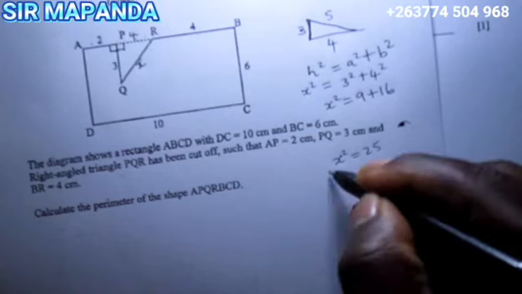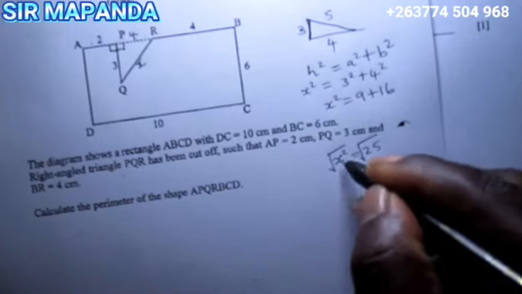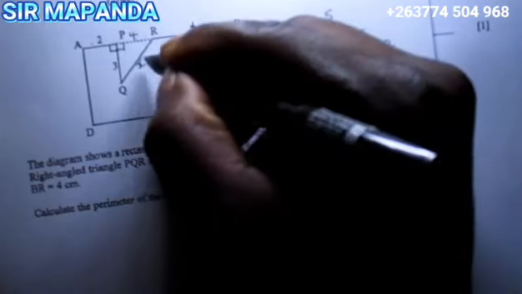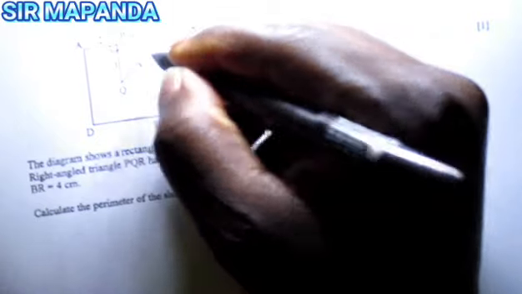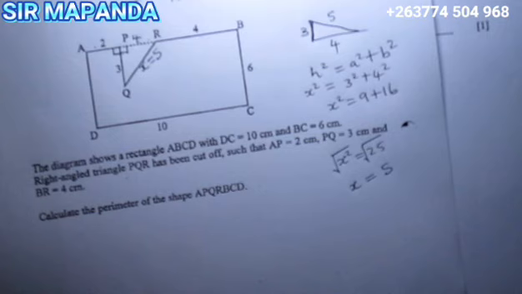To find x, you take the square root of both sides. Square root of x squared, you get x. Square root of 25 is 5. So we have x equal to 5, covering the distance from Q to R. Right, now that we have that missing value, it is now easy for us to calculate the perimeter.